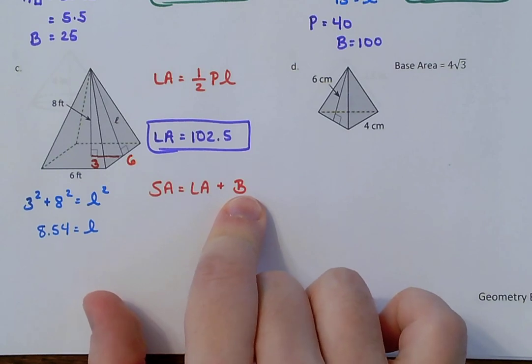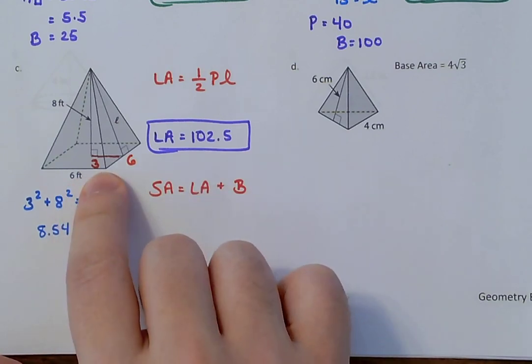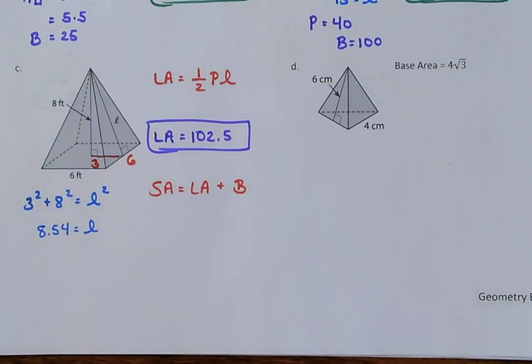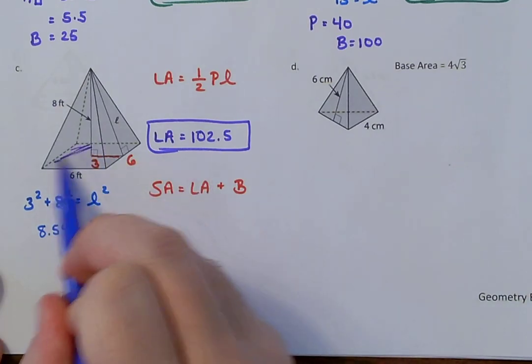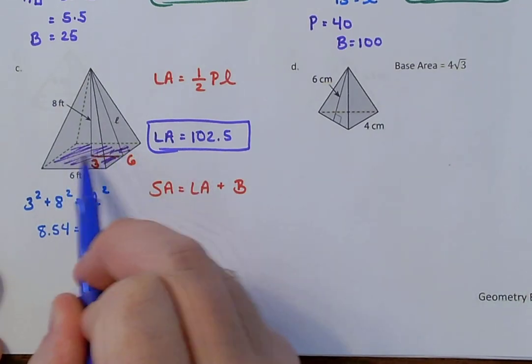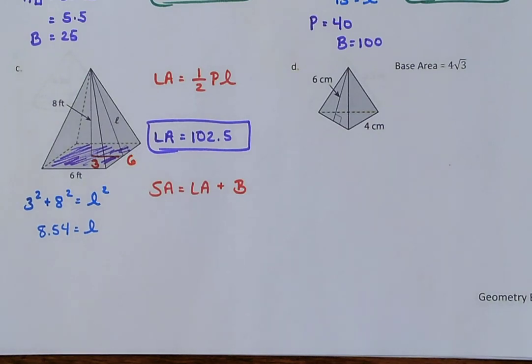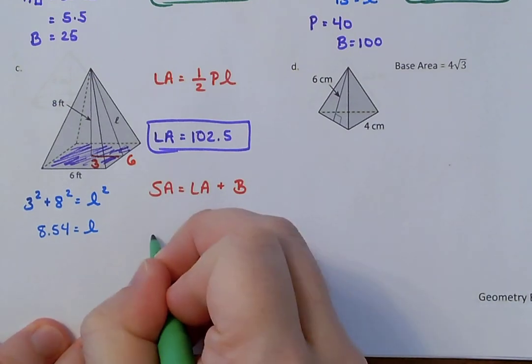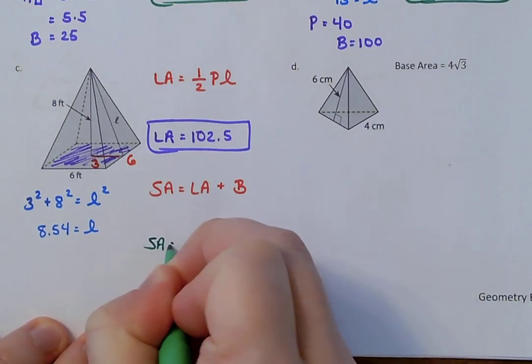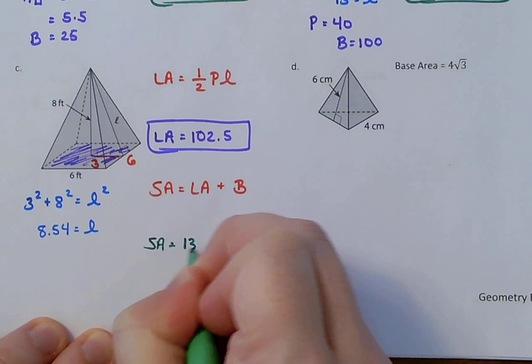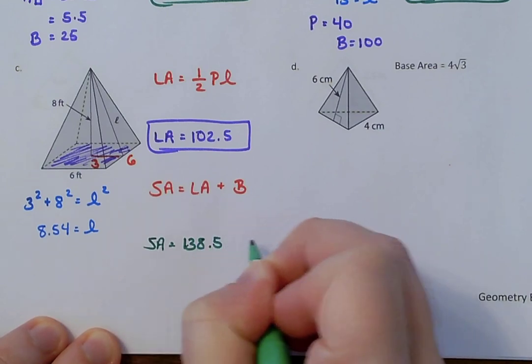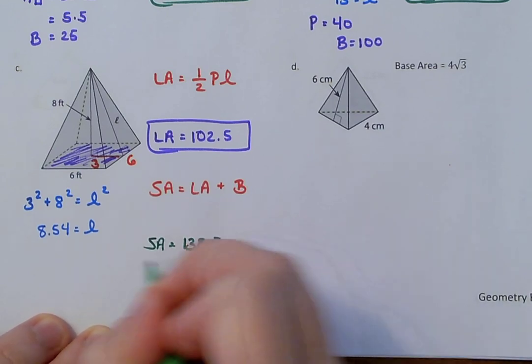So you had to figure out the area of the base. You have a rectangular base. So you had to figure out the area of this rectangle. All right, so you have to figure out the area of that rectangle to tell you what B is. When you get that, add it together with your lateral area. And if you want to check to see if your calculations are correct, you should get a surface area of 138.5.